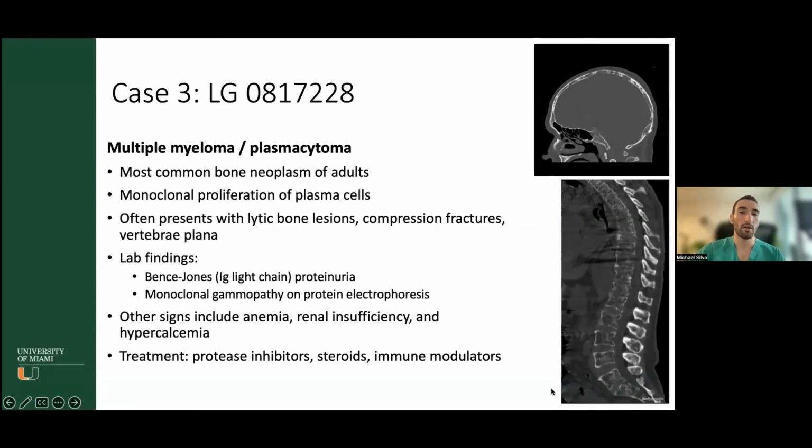So multiple myeloma, or plasmacytoma if it's only a single lesion, is the most common bone neoplasm in adults and arises from monoclonal proliferation of plasma cells. And as Dr. Saad said, it's monoclonal, literally comes from one lineage. They can present with lytic bone lesions or compression fractures, as we saw in this patient, separate from the tumor itself. Lab findings include Ig light chain proteinuria, Bence-Jones proteinuria, as well as monoclonal gammopathy on protein electrophoresis. Other systemic signs include anemia, renal insufficiency, and hypercalcemia, all related to this marrow invasion and monoclonal proliferation of plasma cells. Treatment is with protease inhibitors, steroids, and immune modulators.